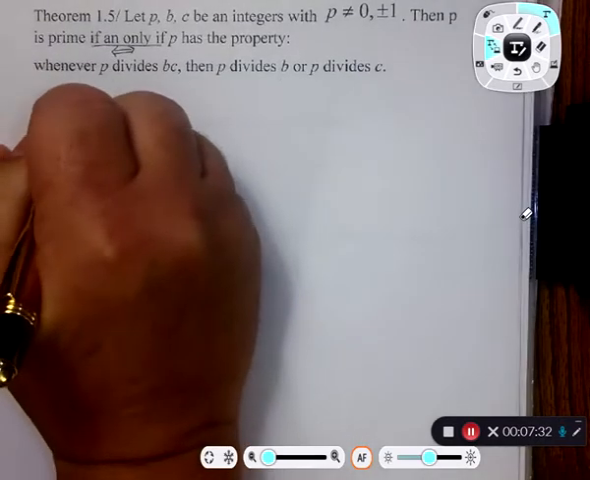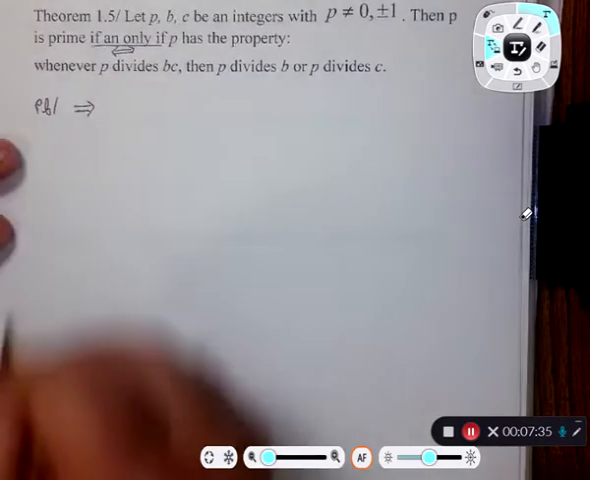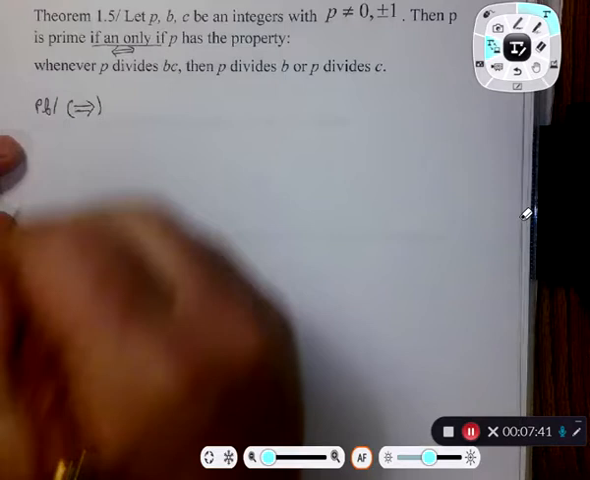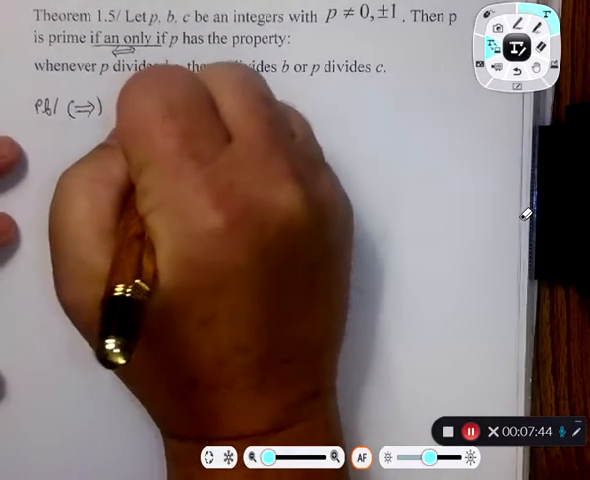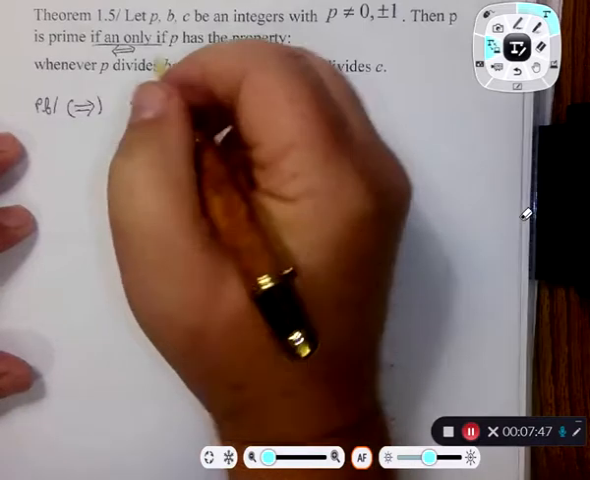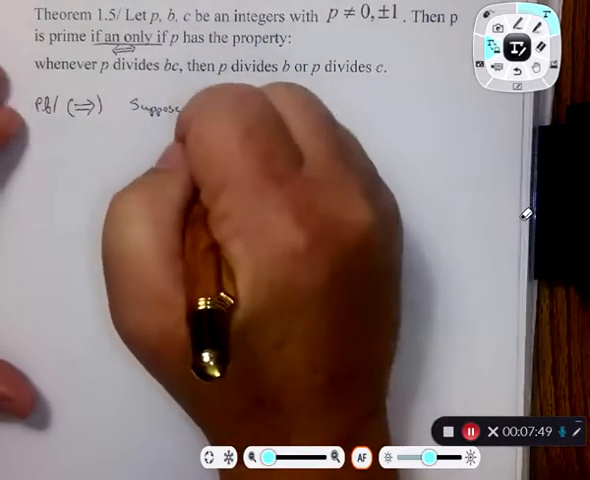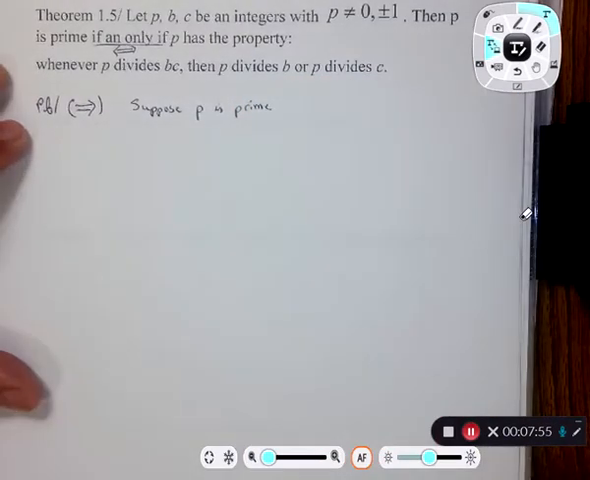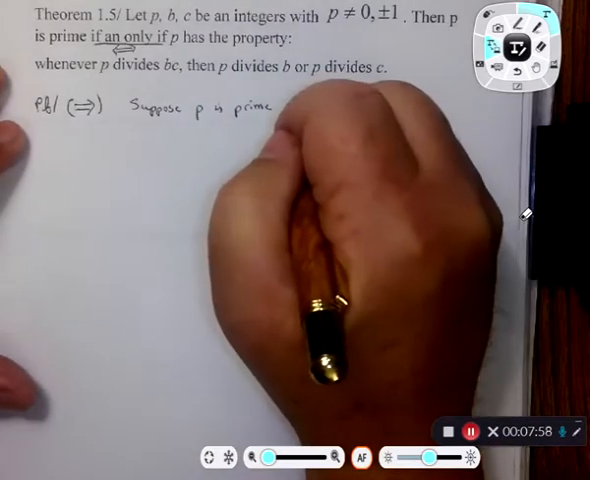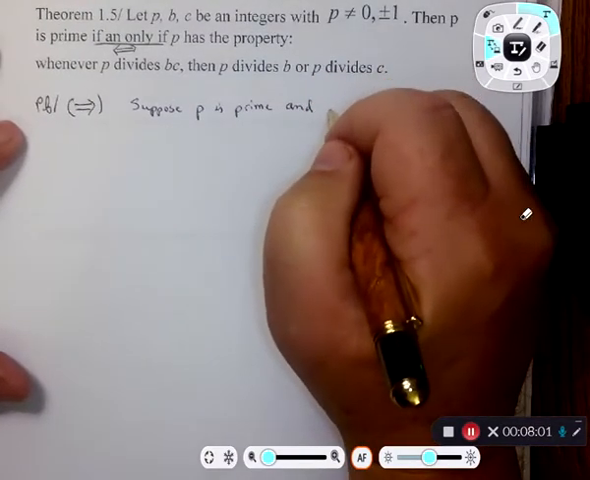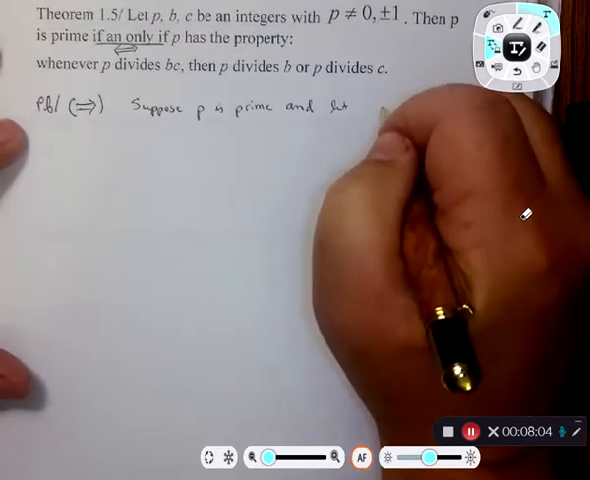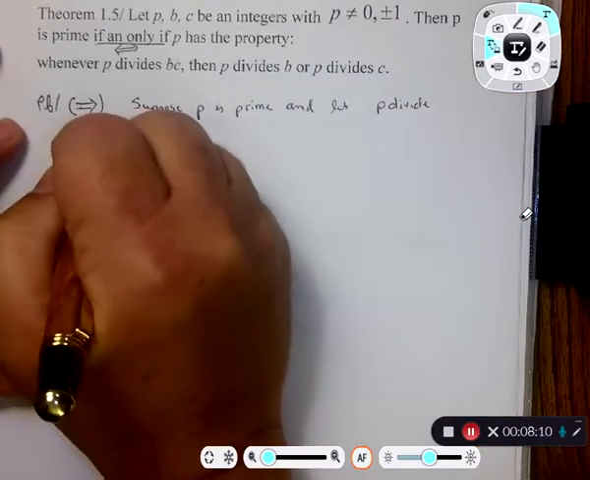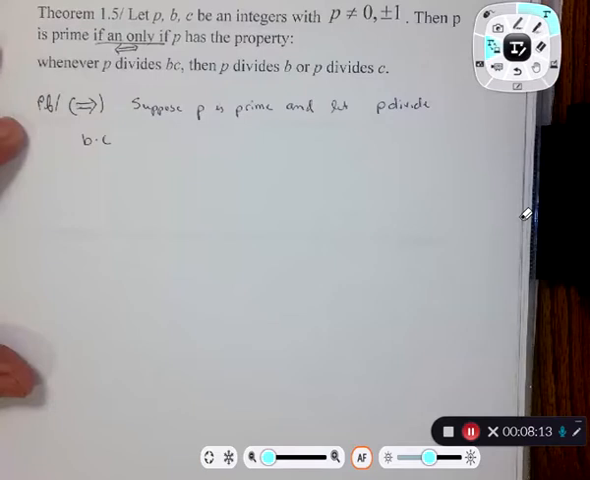So I'm going to put a little arrow like this. And I'm going to prove first the forward way. So with the forward way, we're going to suppose P is prime, the first part, P is prime. And we're going to let P divide B times C. Of course, all these guys are integers. You don't need to restate that.